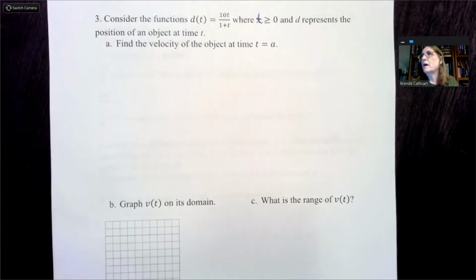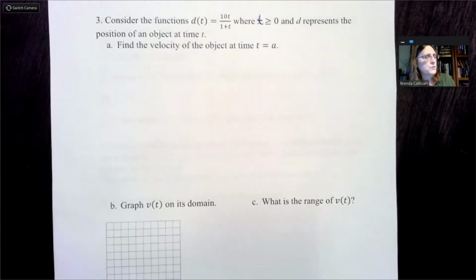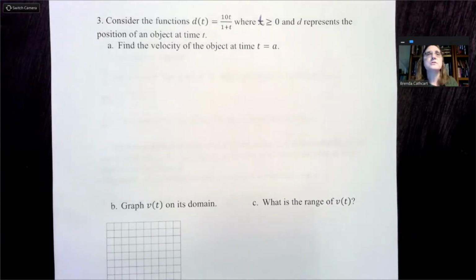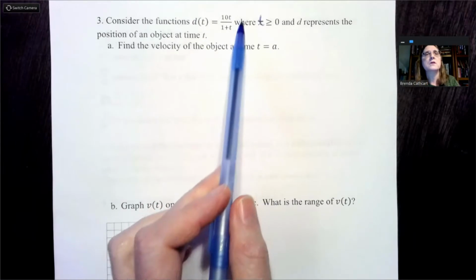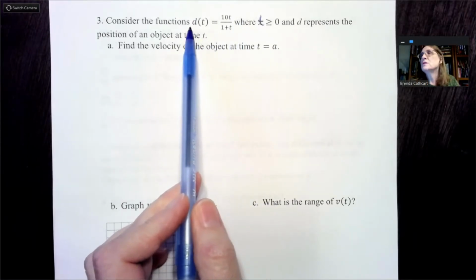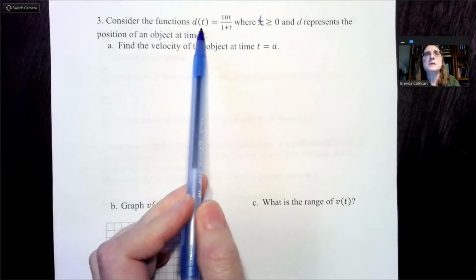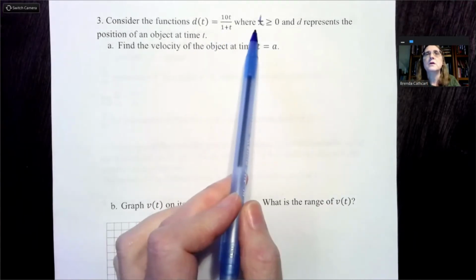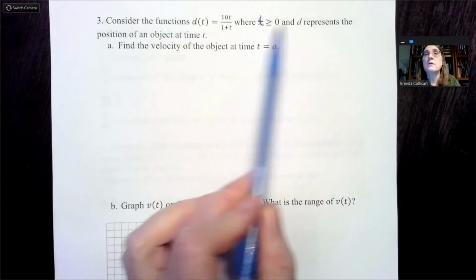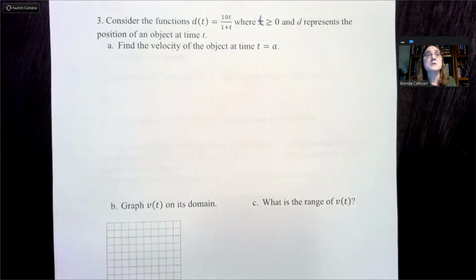Today we're looking at a calculus video. We're going to find the derivative of a rational function. And in context, this rational function represents a distance equation. So the function is the distance at time t is equal to 10t divided by the quantity 1 plus t, where t is greater than or equal to 0, and d represents the position of an object at time t.